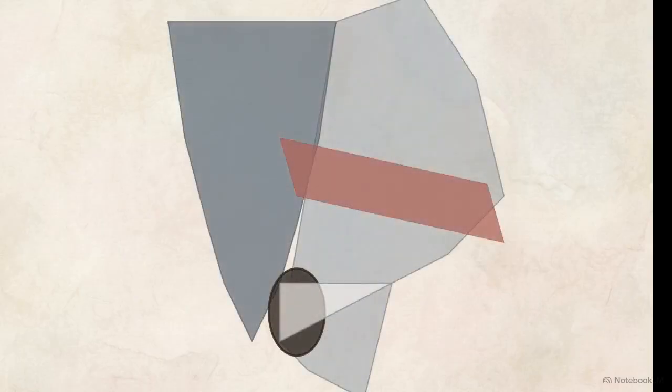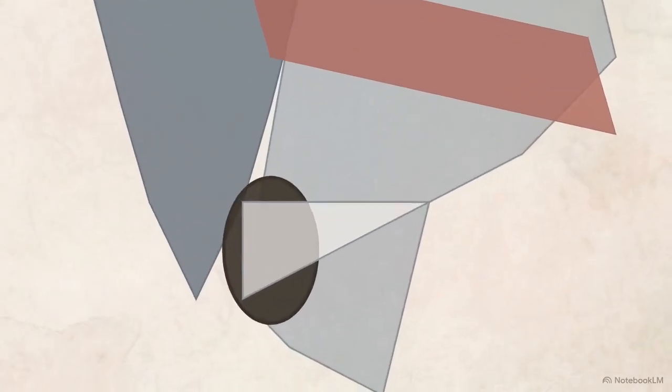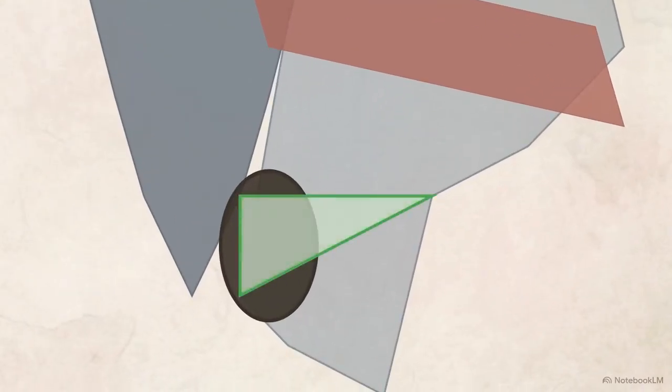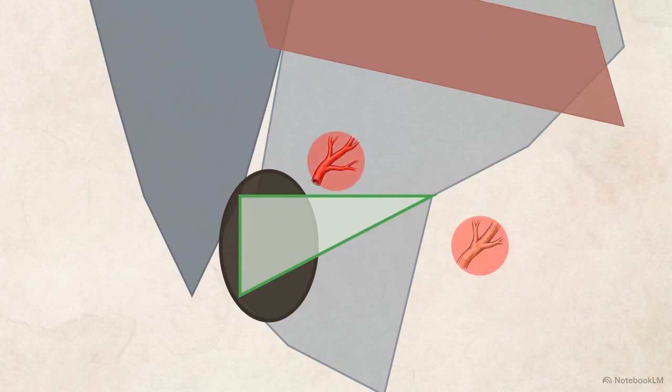Transgluteal access carries a strict anatomical safe zone. The needle must pass directly through the sacrospinous ligament. Within that ligament, operators face 2 rigid directional constraints. The trajectory must remain as medial as possible and strictly inferior to the piriformis muscle to avoid severing the sciatic nerve or the gluteal artery.